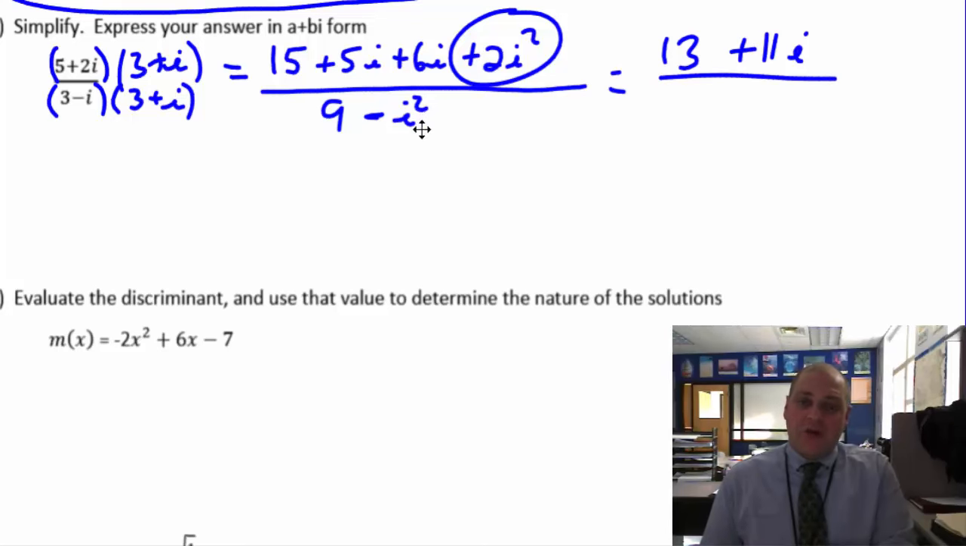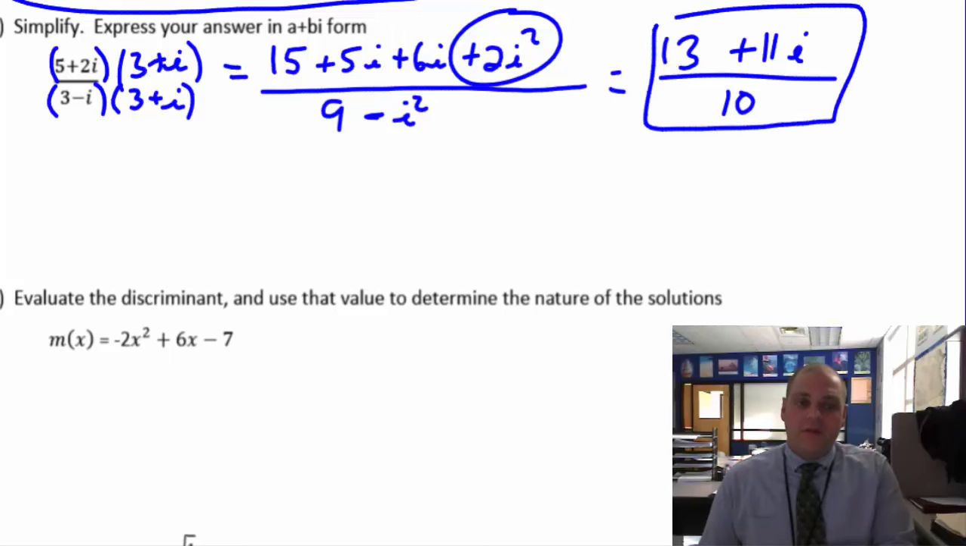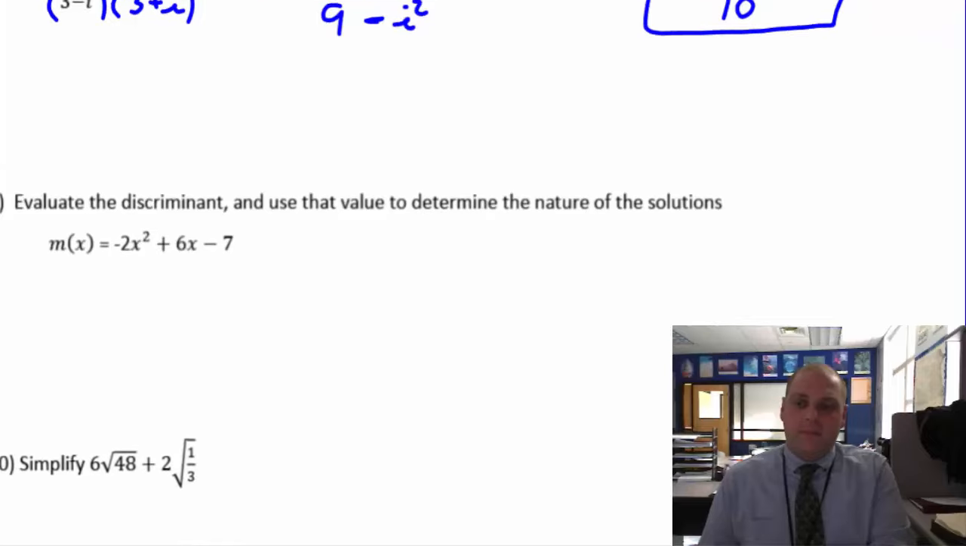And then I have 9, and again, i squared is negative 1, so this is negative negative 1. Negative negative 1 is plus 1. 9 plus 1 is 10. If you didn't get that, rewind, watch again. I explained it.